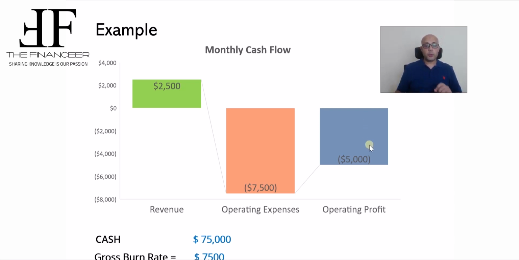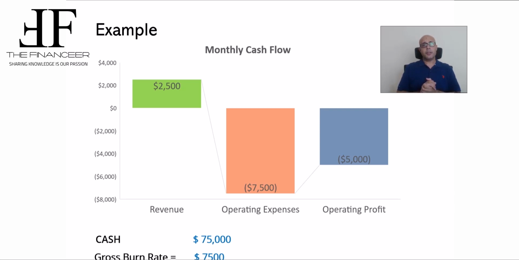And the net between the revenue and the operating expenses is the operating loss, which is $5,000, because your operating expense is 7,500 and your revenue is 2,500. So the difference between them, or the net, is $5,000 as operating loss. And that's because your operating expenses are much higher than your revenue or your collections from the customers.